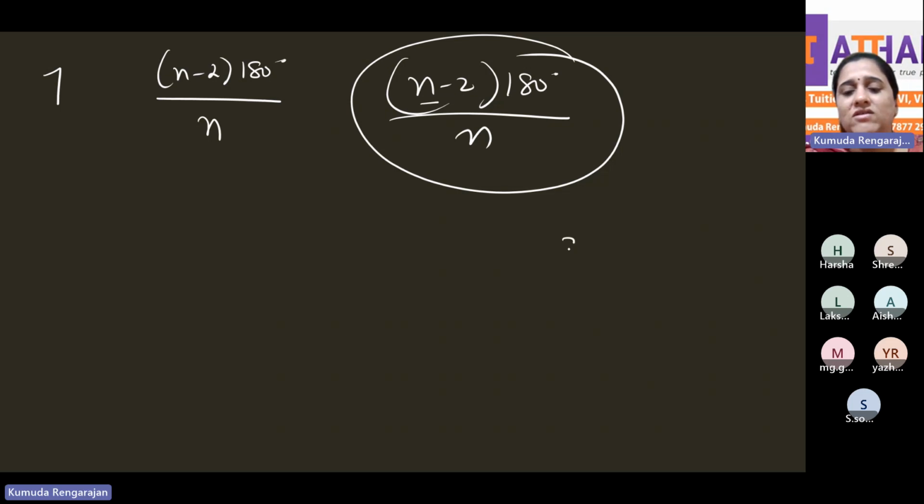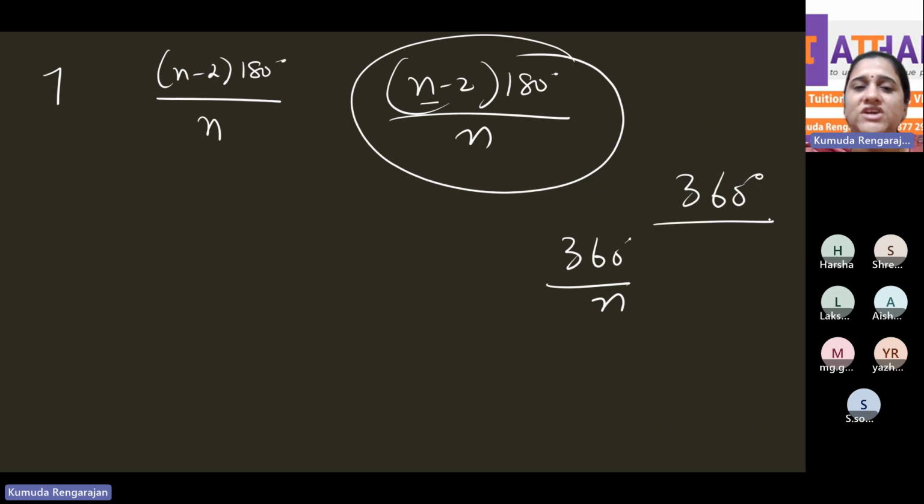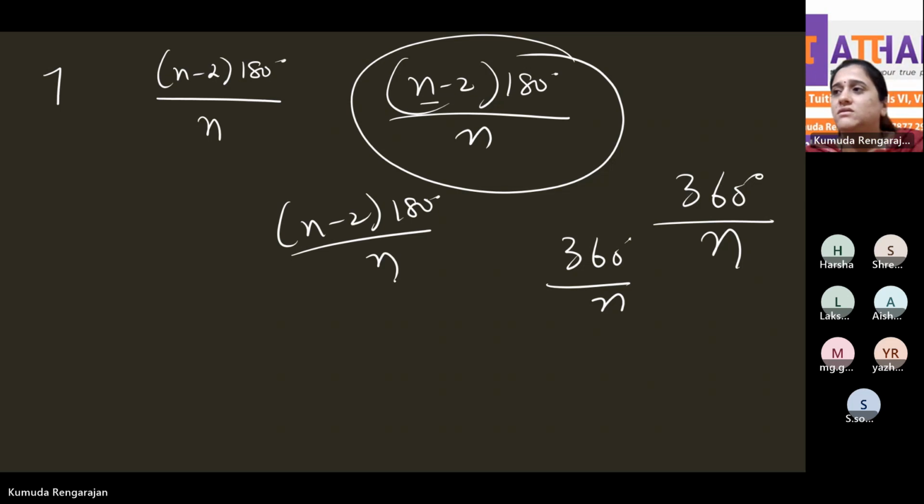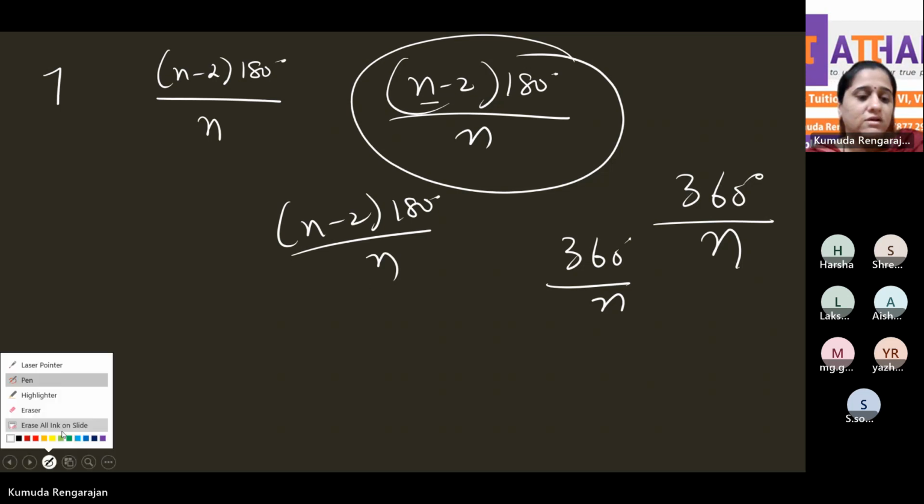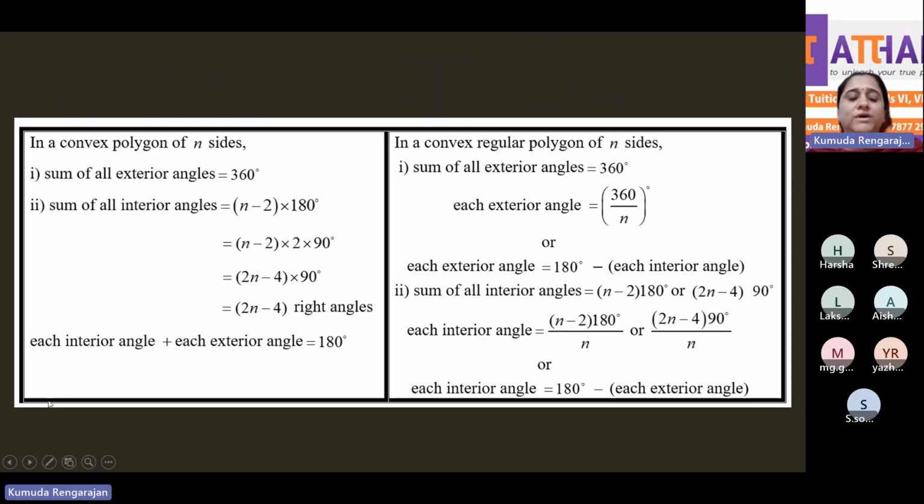Now each exterior angle will be 360 by n. Each exterior angle will be 360 by n, because for any polygon, the sum of all the exterior angles is 360 degrees. So each exterior angle will be 360 by n. Each interior angle will be (n minus 2) into 180, this is the total, by n. Yeah, make a note of this, children.